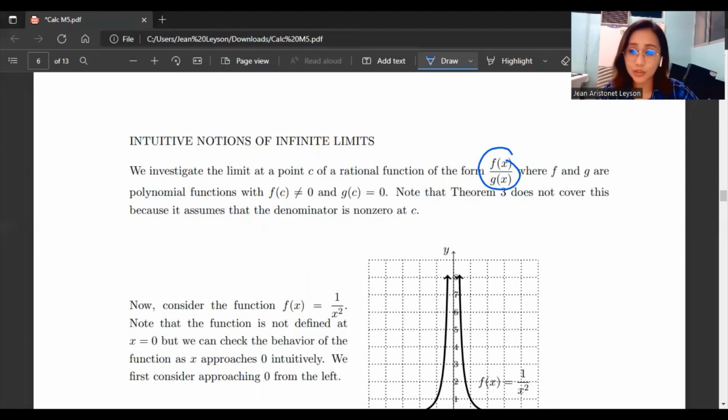So the numerator cannot be equal to 0 because if both numerator and denominator are equal to 0, that's an indeterminate form. So here, our only restriction is that the numerator will not be equal to 0. It's okay for the denominator to be equal to 0, but it's not allowed for both the numerator and the denominator to be 0. So note that Theorem 3 does not cover this because it assumes that the denominator is non-zero at c.